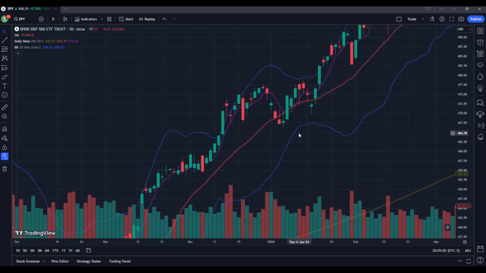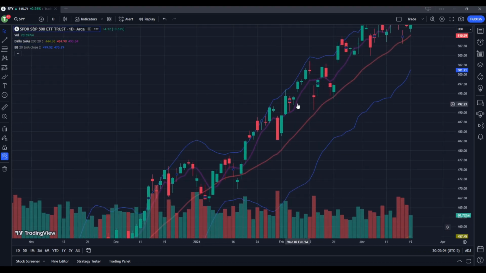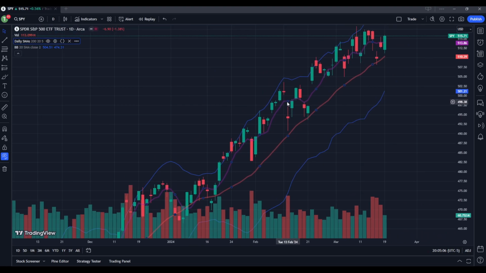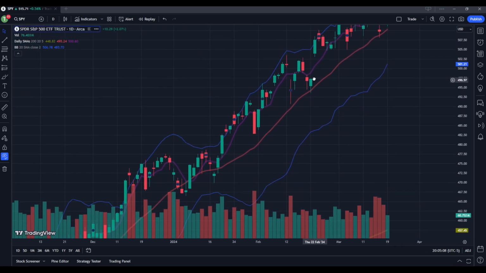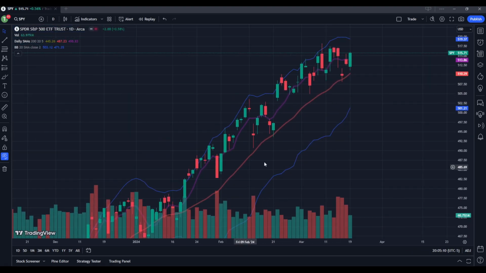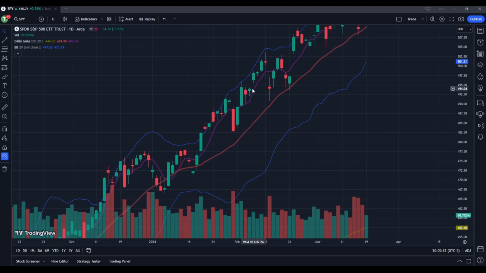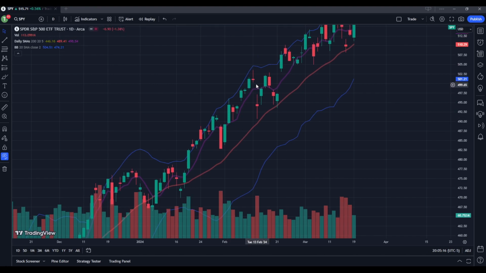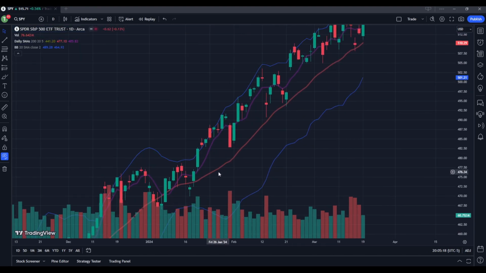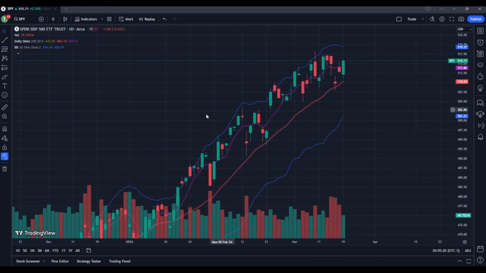So if we're in a consistent state where the 5 is above the 20, then there's no reason to be loading long-term puts, right? As we are here, if you've been trying to call for the reversal here and just guess, you have not done very well. You have gotten squeezed out every single time. So this is why you pay attention to the daily chart and use this to get a better understanding.